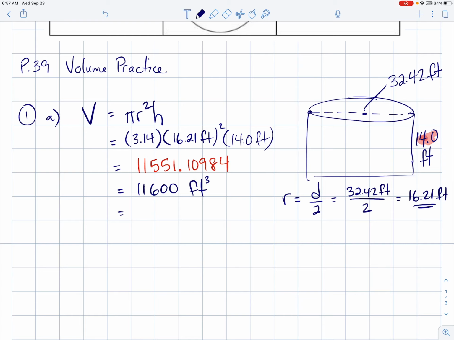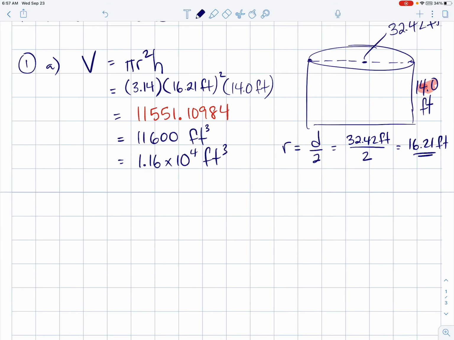Now you could also have put that in scientific notation. You could have written it as 1.16 times 10 to the power of 4 cubic feet. Either one of those answers would be acceptable.